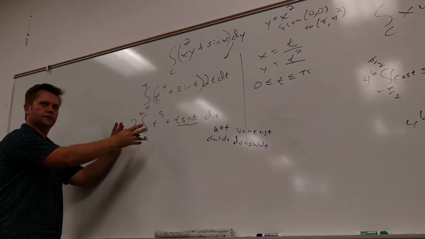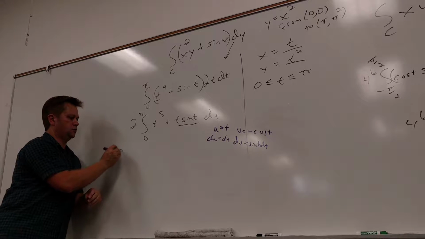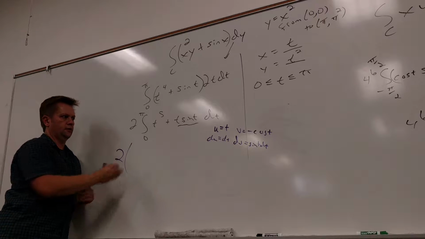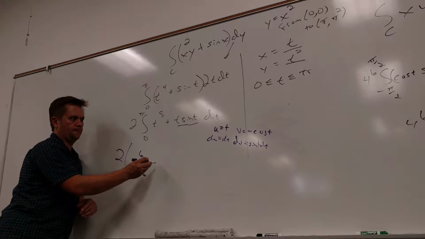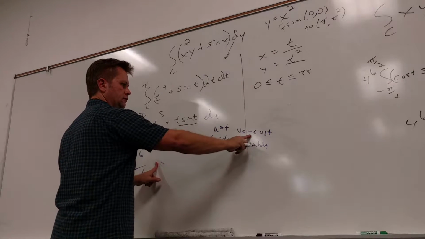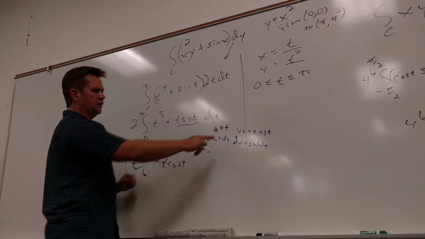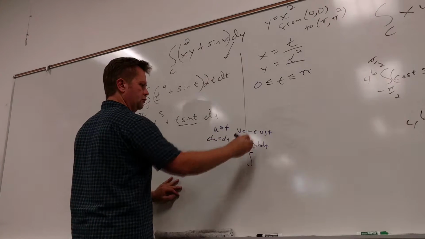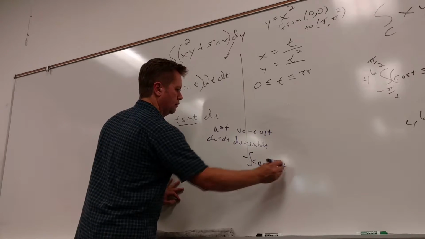Cool. So then this will be twice t to the 6th over 6. Yeah, exactly. uv minus the integral of v du. The integral of v du would be negative cosine t dt.